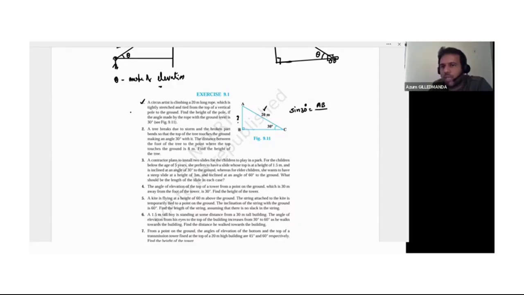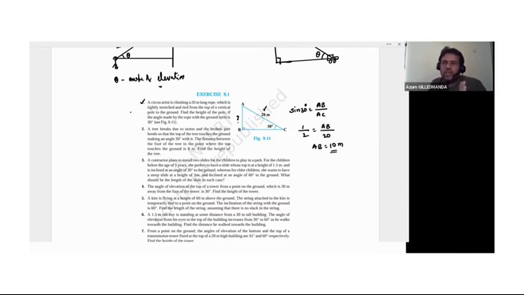By hypotenuse is AC. So what is sine 30 value from the table that we learned before? Sine 30 is 1 by 2, that equals AB over AC. AB I don't know, so I'll just keep as is. And AC is 20. So if I solve this, AB becomes 10 meters.